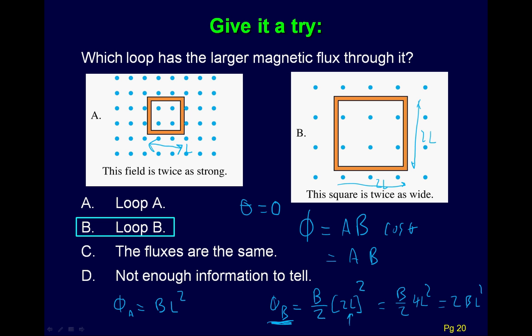Another way to think about it, when we talk about flux, is roughly that it's the number of magnetic field lines. So here in this square there are 4 magnetic field lines, and here there are 6.